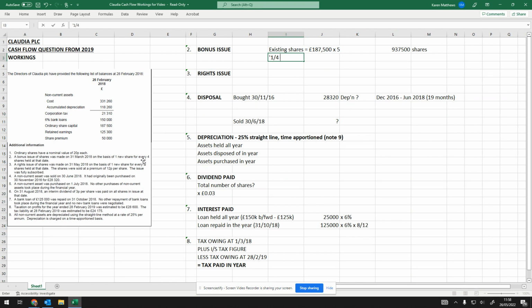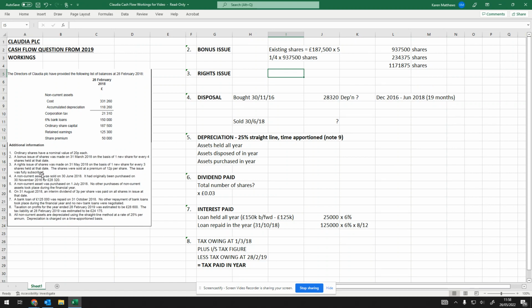So 1/4 times 937,500 shares gives us our new shares. So it's basically that figure divided by 4. So we've got 237,500, and we could just total up the number of shares there. So that's how many shares we've got in total after the bonus issue. So 1,171,875. Then we can deal with the rights issue.